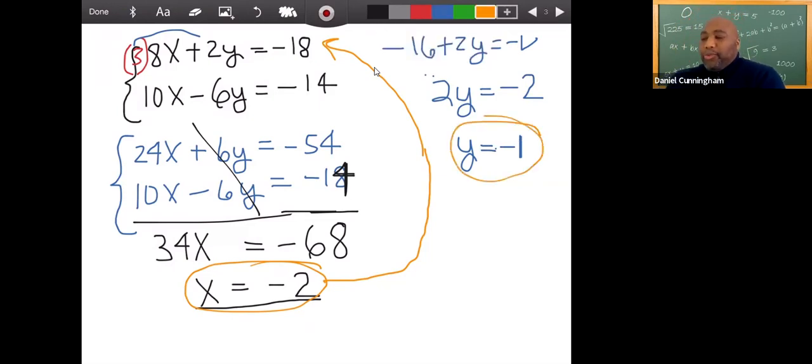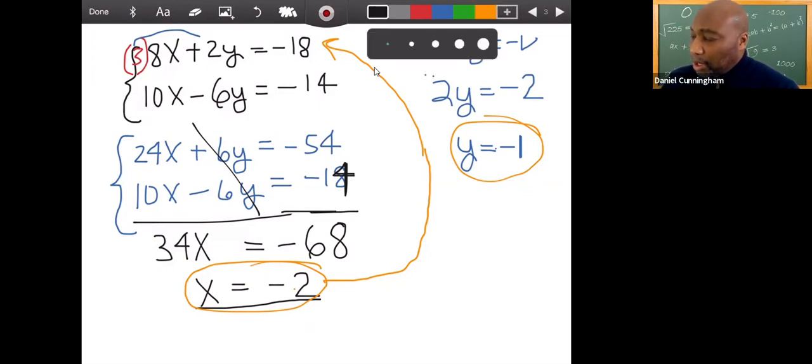Now you want to make sure these numbers work to double check. So it looks like we have one solution, or consistent. And so in this case, we'll plug it in, double check it. So negative 2, that'd be 16. Yep, negative 18, that works for the top. Negative 2 and the 10, yeah, negative 20 plus that is negative 14. So that's my answer. x equals negative 2, y equals negative 1.